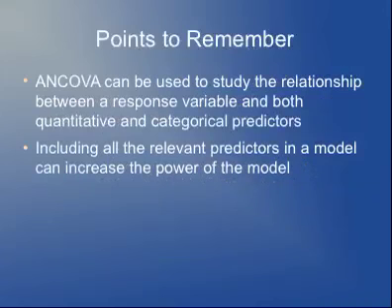And so things to remember for today is you can use analysis of covariance to study the relationship between a response variable and both quantitative and categorical predictors, and make sure you include all the relevant predictors in your model and you'll get better power. Any questions about anything today?